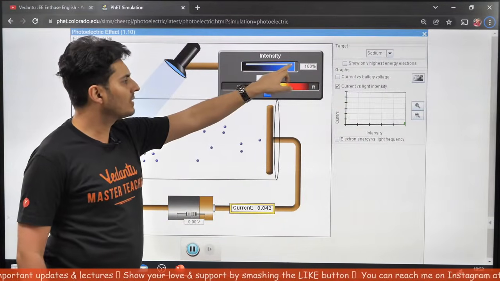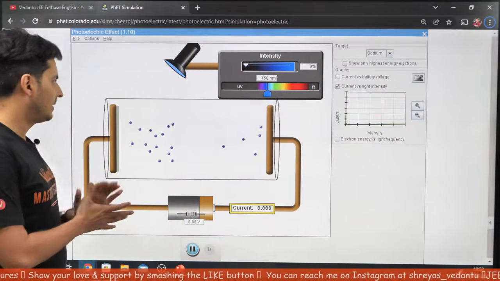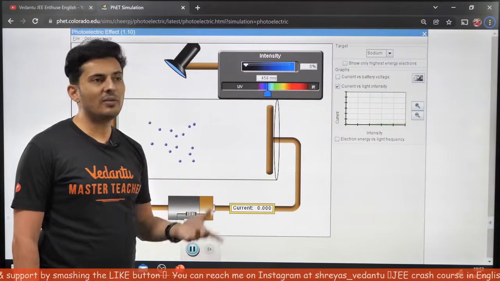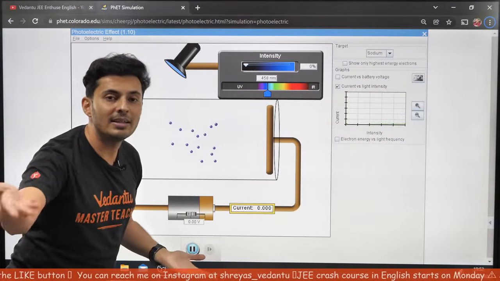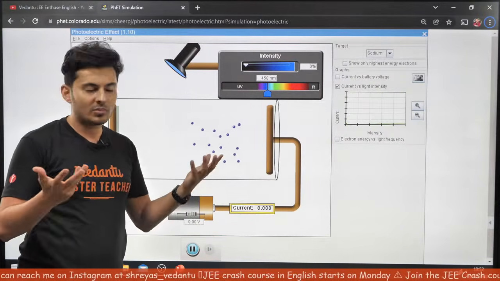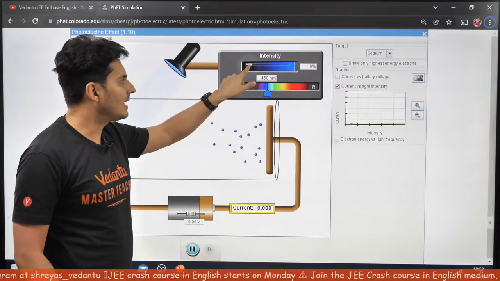Okay, now let's see how the graph looks for intensity versus current. Now observe this, there is no current because the intensity of light is 0. That means no photons are falling. If no photons fall, why will there be photocurrent? Why do you think there will be photocurrent? Yeah, so there will be no photocurrent. Now I increase the intensity slightly.